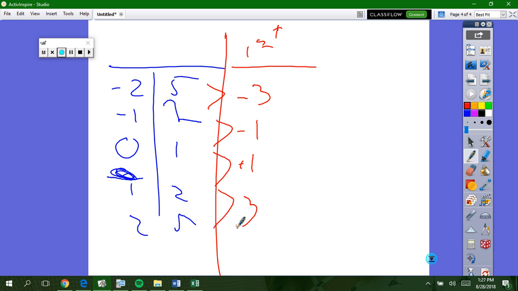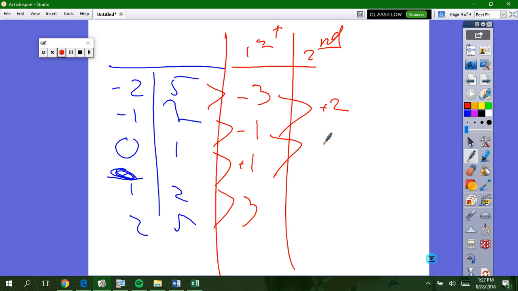Let's try our second difference. Our second difference. What happened? Up 2. See how it's constant? Therefore, it is a quadratic. Okay? Does that make sense to everybody? Okay. That right there should allow you to finish your homework.